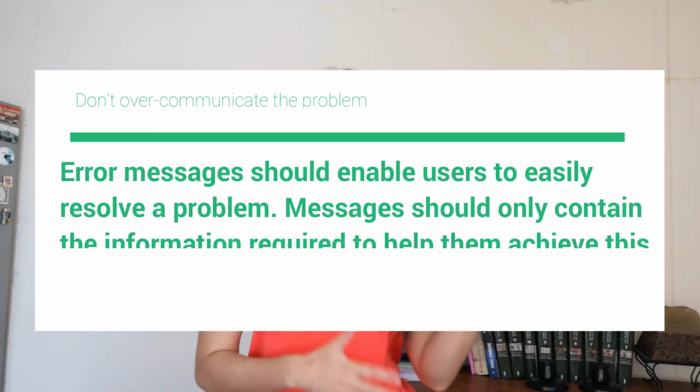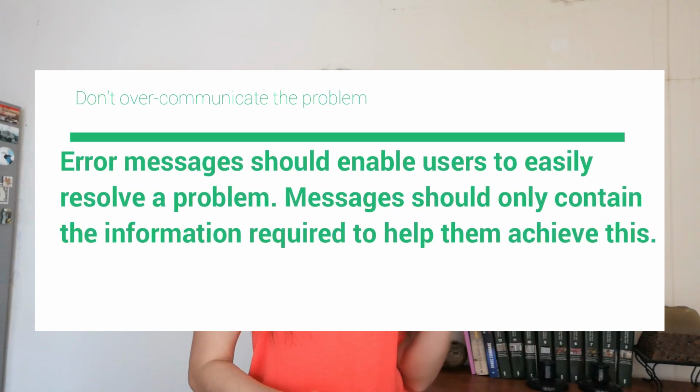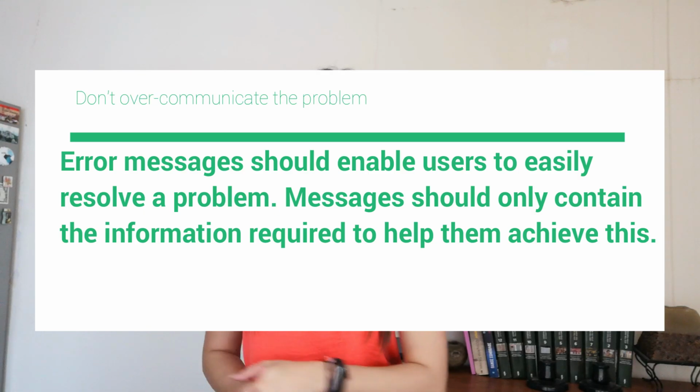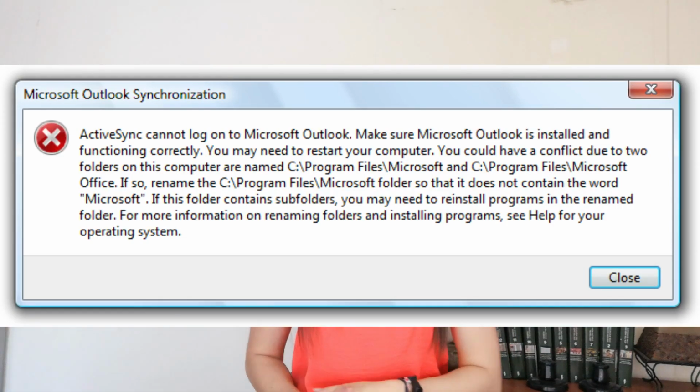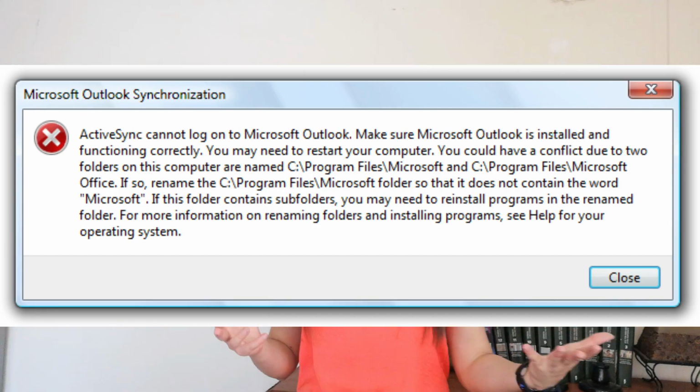Try to reduce the text down to its essentials in all parts of your code, including error messages. Your goal is to write short but meaningful error messages. My tip here is don't over-communicate the problem. Error messages should enable users to easily resolve a problem. Messages should only contain the information required to help them achieve this. Understand what you want to communicate and get rid of the unnecessary details that don't help you to do this.